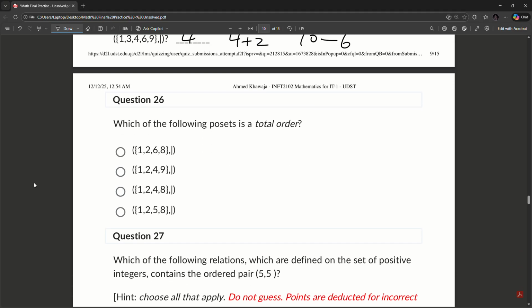Now, which of these posets is in total order? It's this one. Because total order means everything has a comparable pair, right? 6 doesn't go into 8, right? 4 does not go into 9. 5 does not go into 8, right? 1 will go into 2, 6, 8.